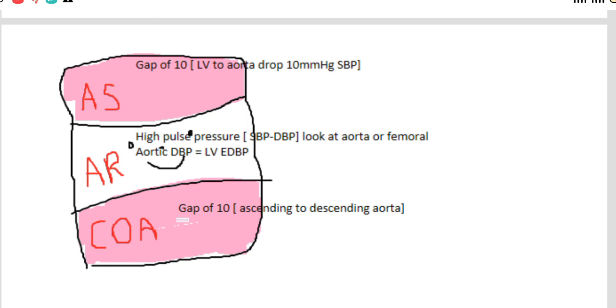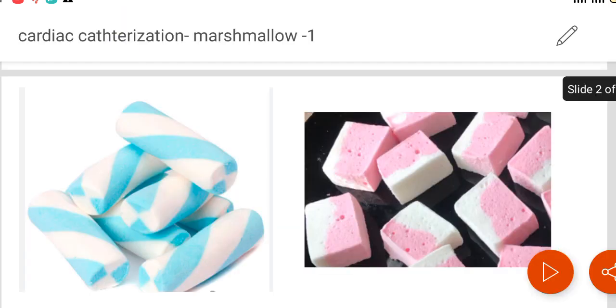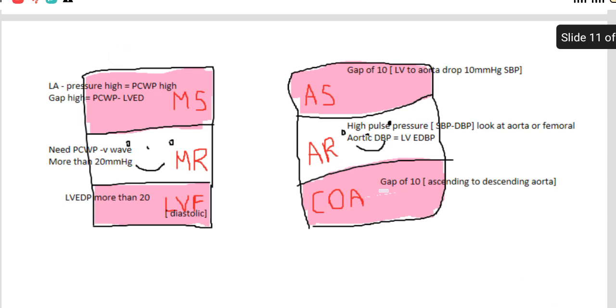If we go back over what we discussed up to now, we discussed number 10, then number 10 again, number 20, then the saturation values 75 and 96, and then we moved to the pink marshmallows. There were 6 steps. The 6 steps are mitral stenosis, where left atrial pressure will be high, so PCWP high, and the gap between PCWP and left ventricular end-diastolic pressure will be high. Mitral regurgitation, I told you it's very rare to get in questions, is PCWP high with a V wave of more than 20. And left ventricular diastolic failure, where left ventricular end-diastolic pressure will be more than 20.